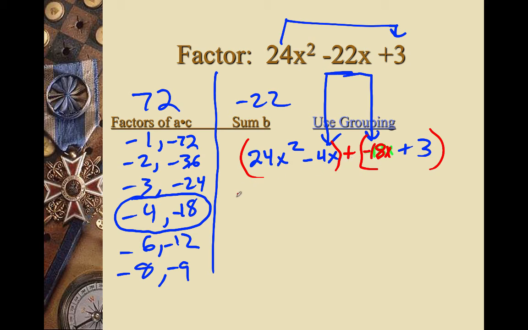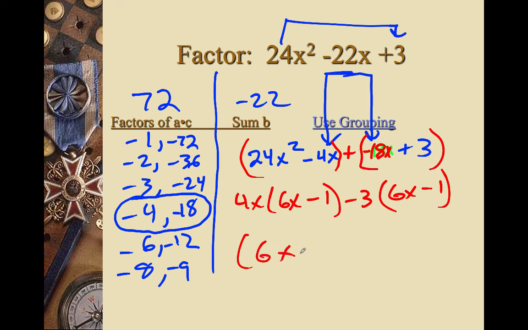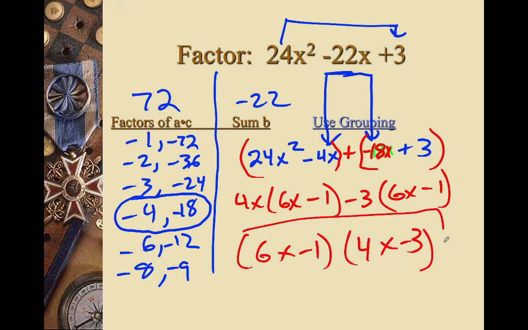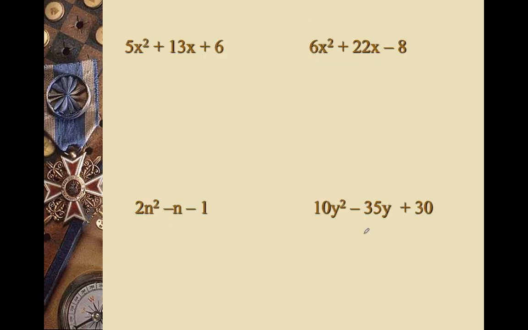So now we do the same thing. We take out a 4x, and we get 6x minus 1. And then we take out a negative 3, and we get a 6x, and we got to take a negative out of there, minus 1. So again, magic? Nope. Math. Isn't that great? 4x minus 3. And I'm rolling. Check your work, multiply it together.